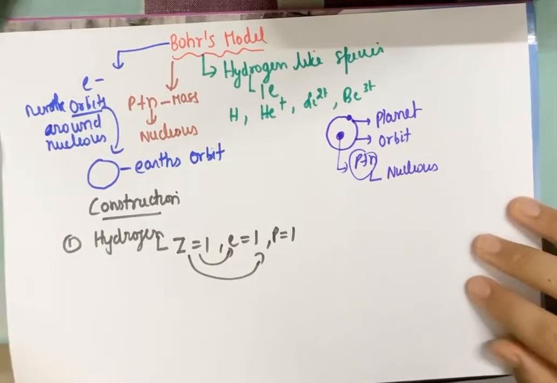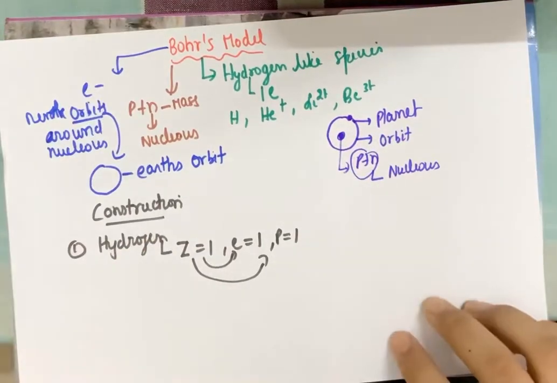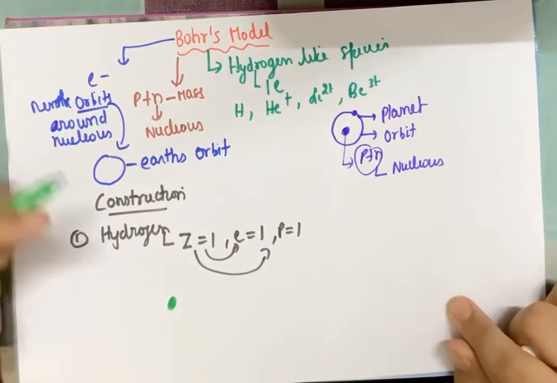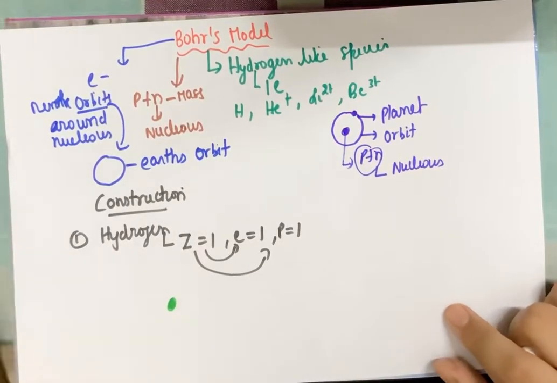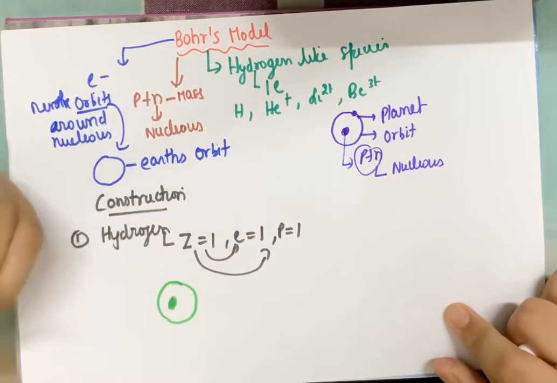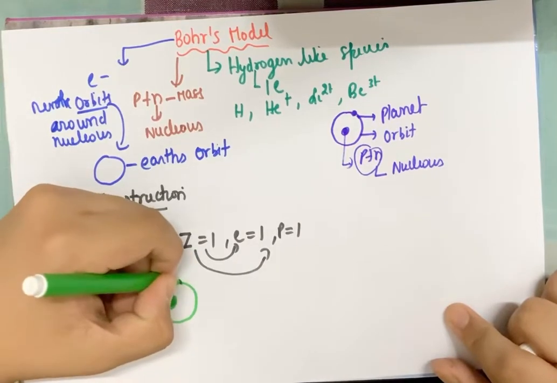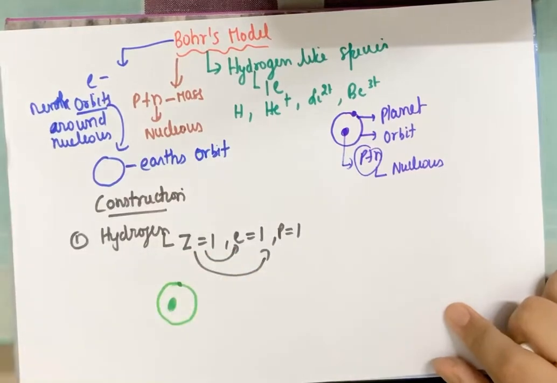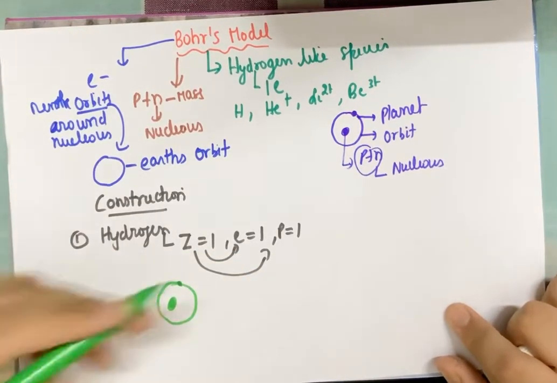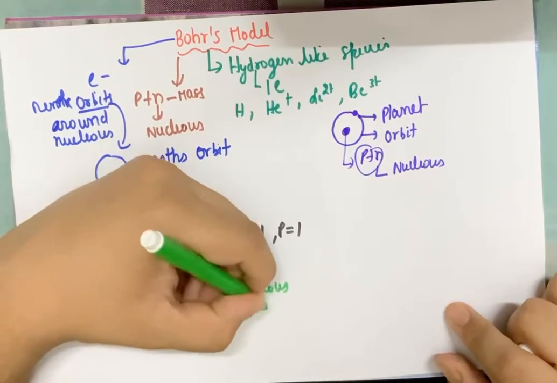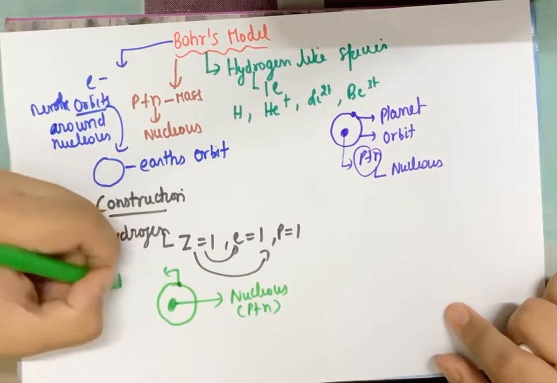Now what I need to do is consider this model. I'll draw the nucleus in the center, which has 1 proton and n number of neutrons, 1, 2, 3, depending on what kind of hydrogen I am taking. Along with that will be the first orbit, which will have 1 electron here. So this is the electron, 1 electron, 1 neutron, 1 proton, and hydrogen is created. This is the nucleus containing the proton plus neutron, and this is 1 electron.